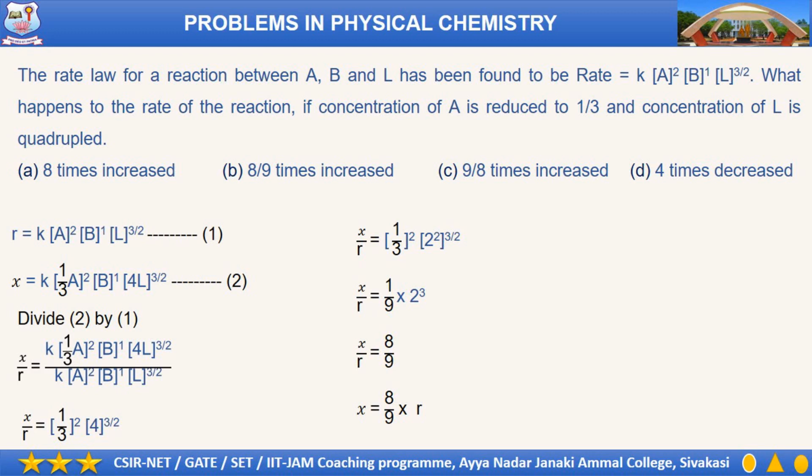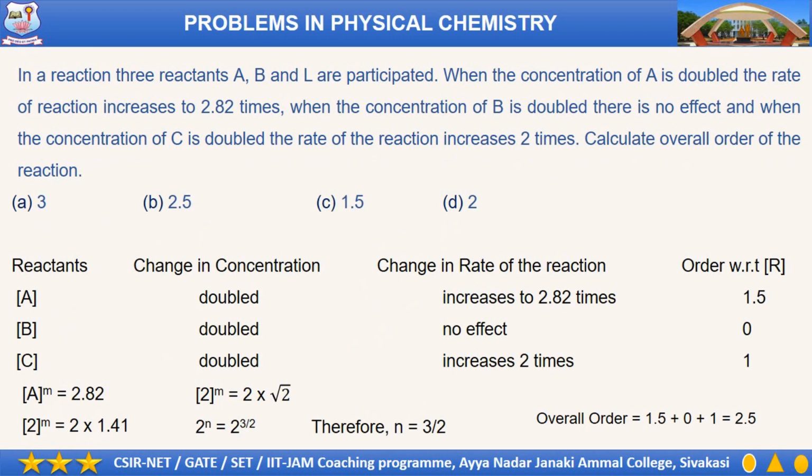Or you can also do it like this. Therefore, it is 8/9 R. X is equal to 8/9. Therefore, what is the initial rate? R is 8/9 times of R. Therefore, which is the correct answer? B is the correct answer. This is the way you can easily work out the last type of problem in this section.